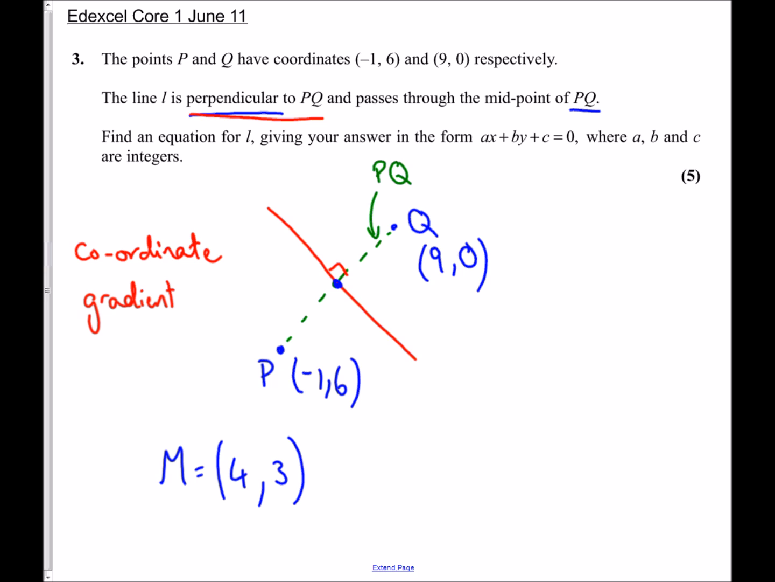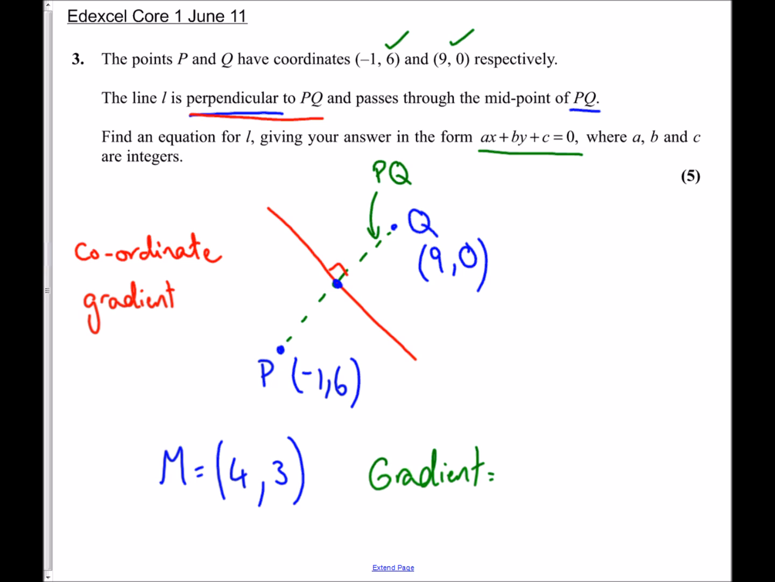So, as I've said before, there are 3 ways in Core 1 of finding a gradient. I could rearrange the equation of a line into the form y equals mx plus c. Well, I don't have any equations of lines, so I can't do that. I could use 2 coordinates. I have 2 coordinates. And then the third way was differentiation, which we use if we've got a curvy line. They're straight lines, so I can't use that method. So it must be the 2 coordinates method.